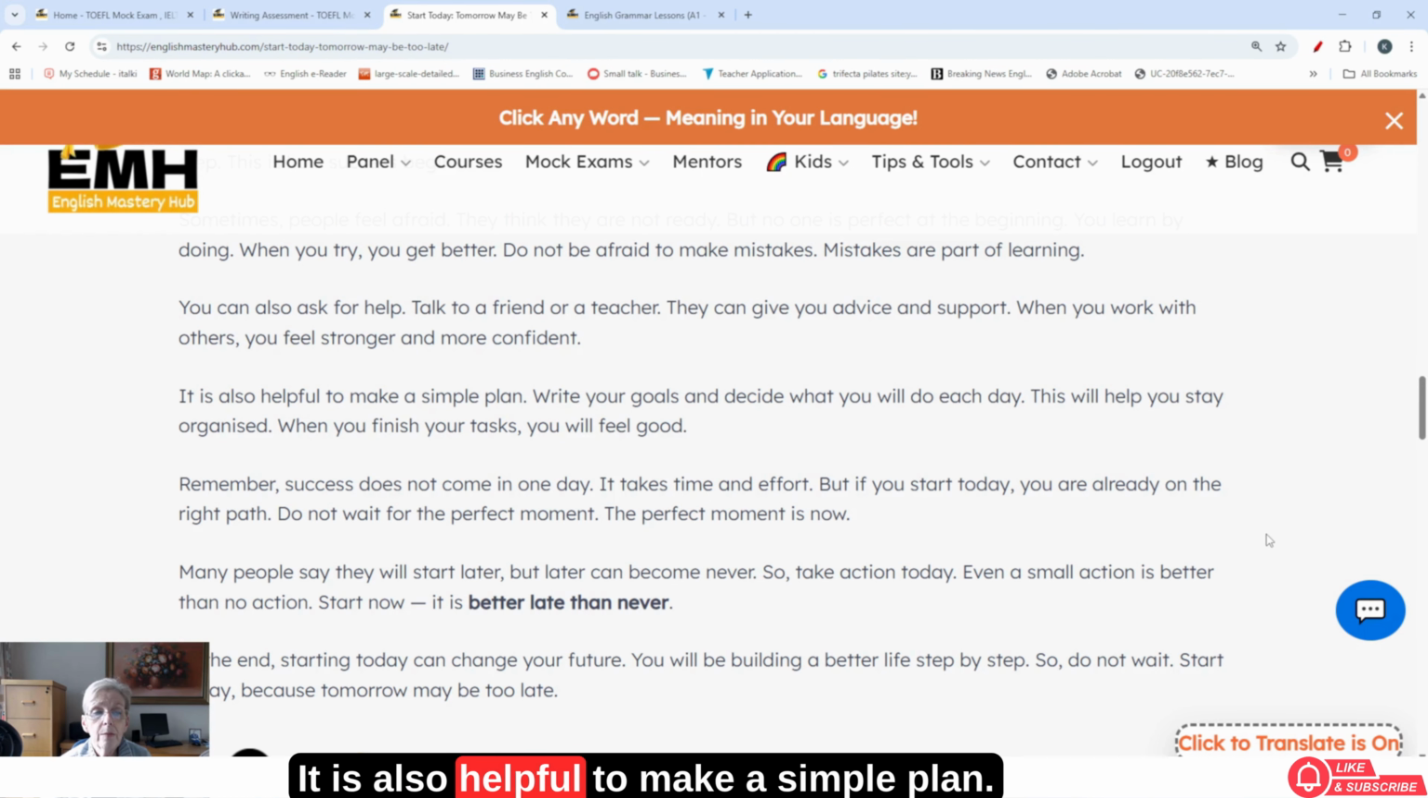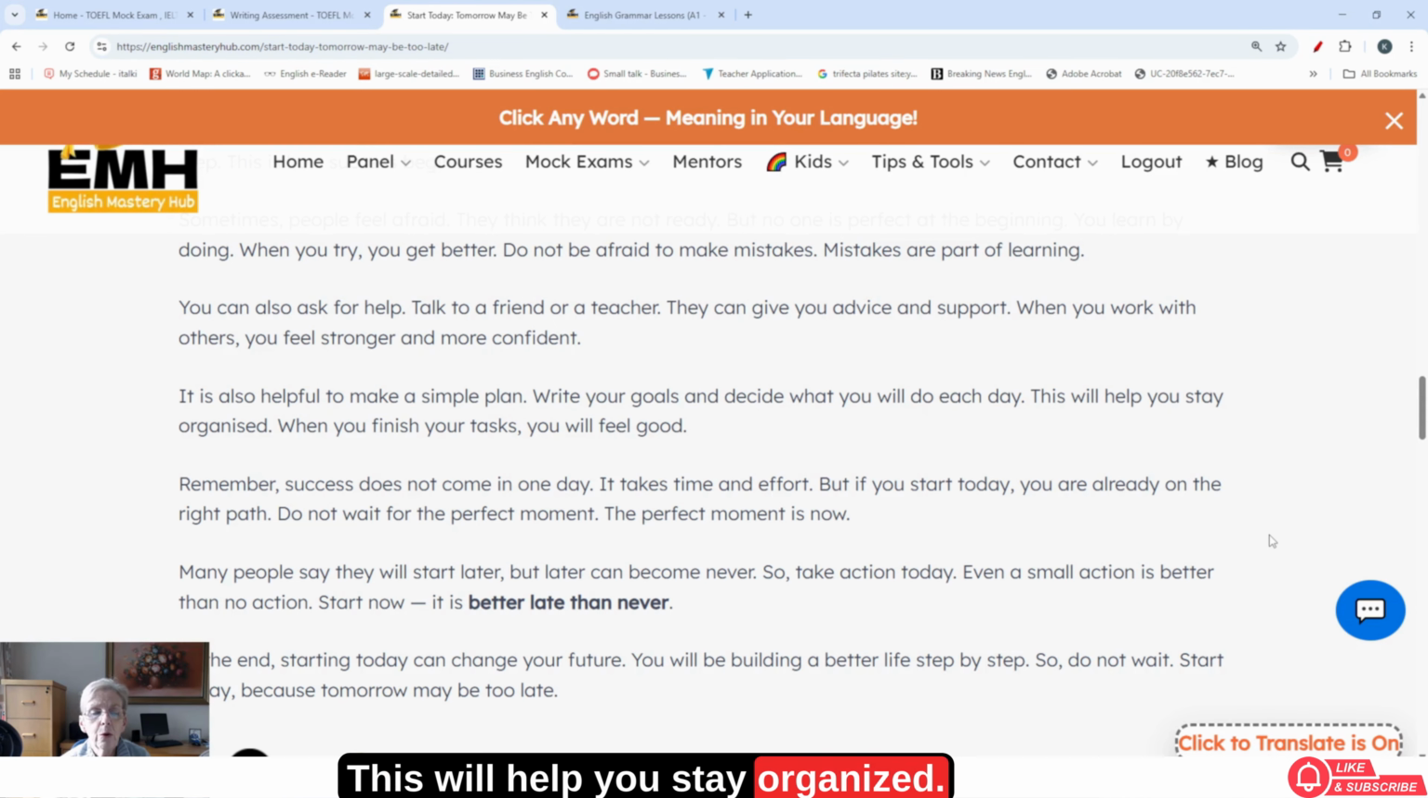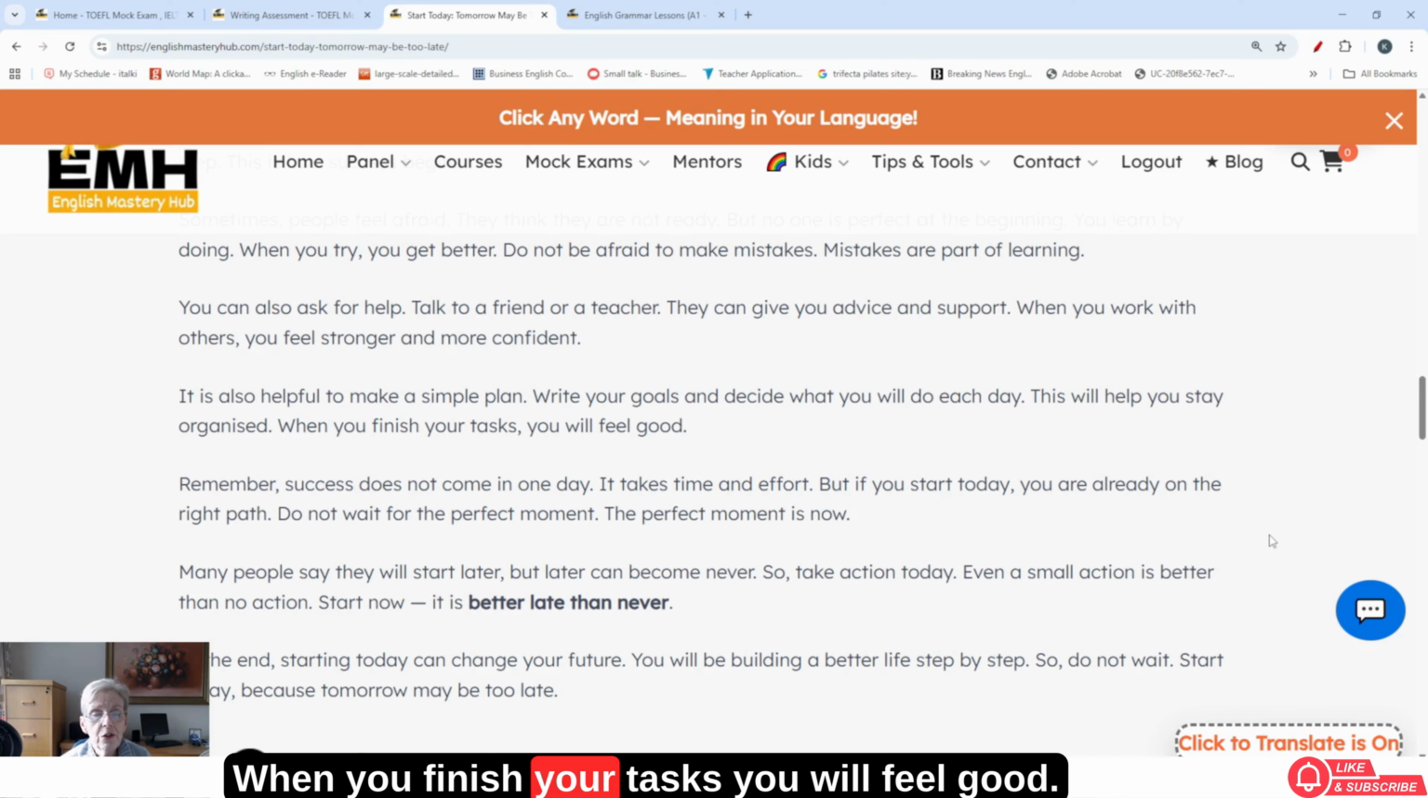It is also helpful to make a simple plan. Write your goals and decide what you will do each day. This will help you stay organized. When you finish your tasks, you will feel good.